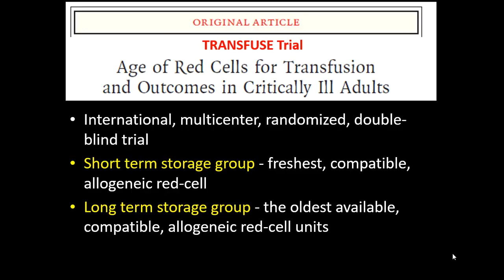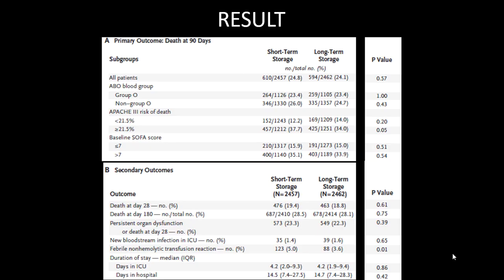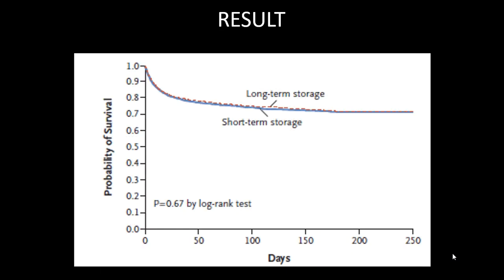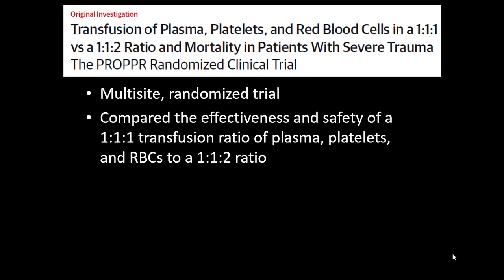The other was also on similar lines, which is called the TRANSFUSE trial, where again they looked at the age and they divided almost on similar lines, the freshest blood and the oldest blood. There was no difference in any of the parameters, whether that was mortality or secondary outcomes in terms of organ failure support requirements, or patients' increased hospital stay, and no difference in mortality.